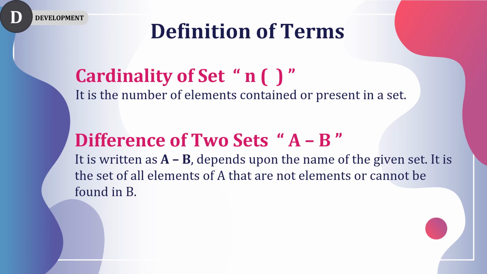Cardinality of set. It is the number of elements contained or present in a set. Difference of two sets. It is written as A minus B, depending upon the name of the given set. It is the set of all elements of A that are not elements of, or cannot be found in, B.